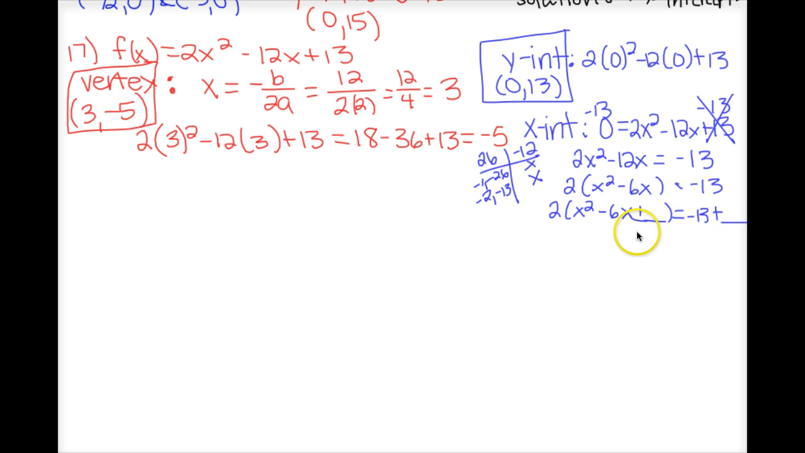Fill in the blank on the left side with b divided by 2 squared. So b is negative 6. I divide that by 2, which is negative 3, and then I square it to get 9. On the right side, I multiply the a times the left blank, so that gives me 18.